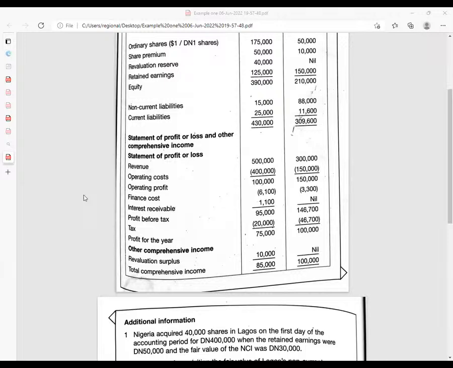I'm just following everything there. I have finance cost, after that I have interest receivable, and after that profit before tax. You can leave some space just in case something crops up. Then I have taxation itself, tax, which will bear what we call profit for the year.